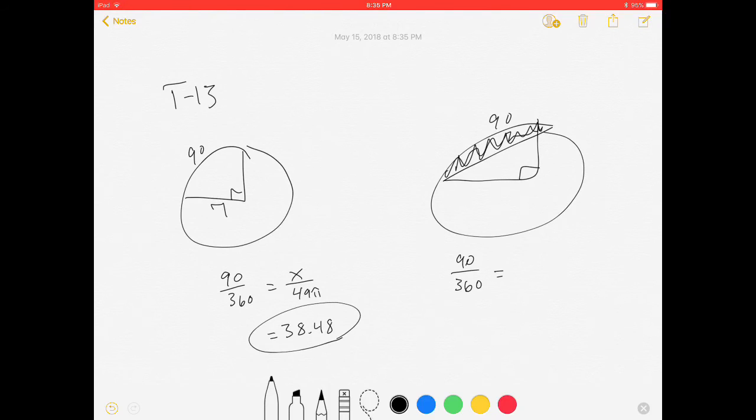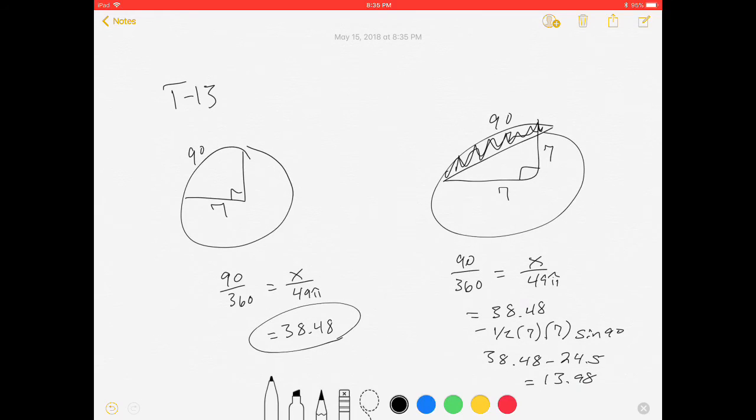So we know that it's 90 over 360 equals x over 49 pi, the same way we found the segment. Or would that be the sector? I don't know. So 38.48 would equal that. So we have to do that minus the area of this triangle, which would be 1/2 times 7 times 7 times sine 90, which is the area of that triangle. So 38.48 minus 24.5, which would equal 13.98.